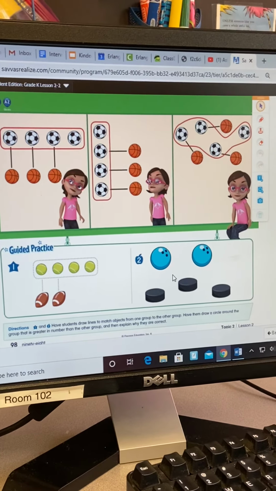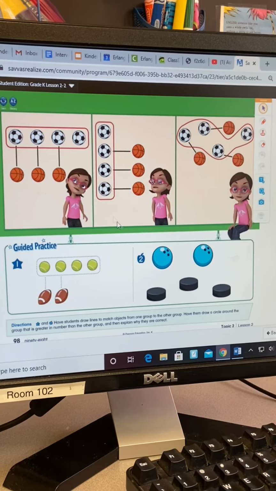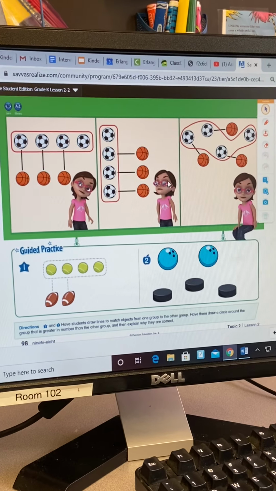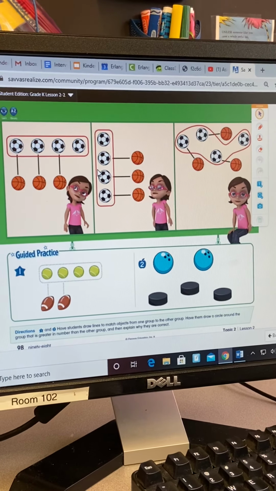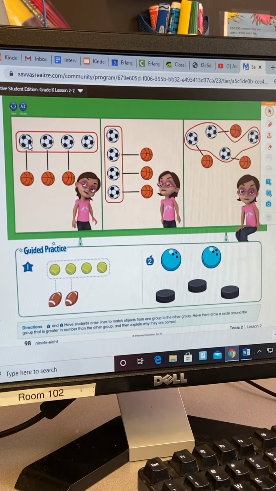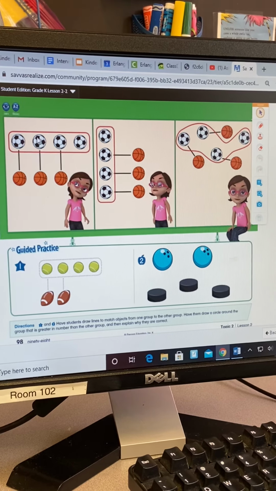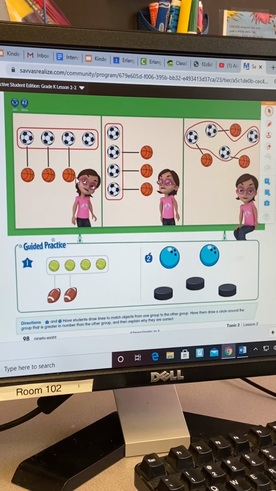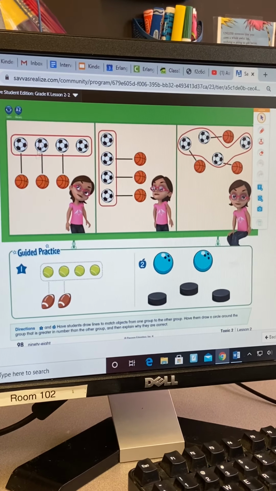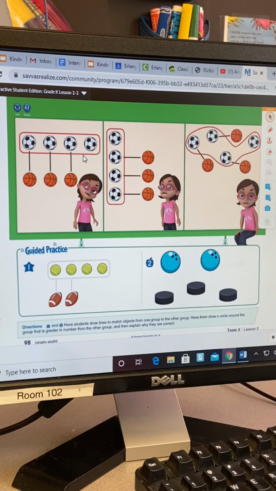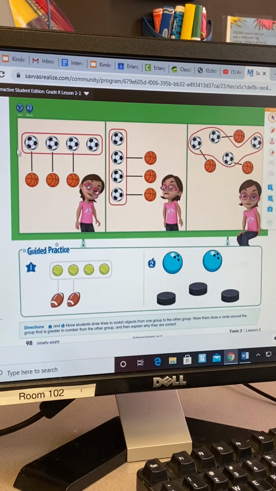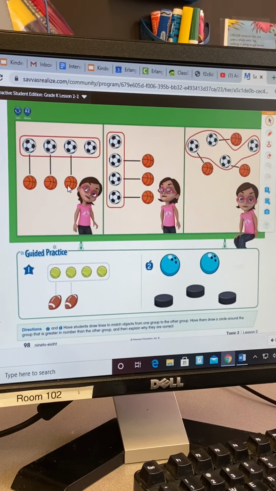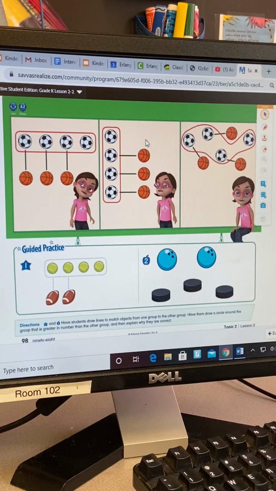Moving on to our guided practice. So Marta was rearranging her groups and seeing if it still comes out the same. So right here, she organized her soccer balls at the top and then put her group of basketballs at the bottom. So she still drew her lines and she noticed that she still has more soccer balls than she does basketballs. So she moved them around and tried again.